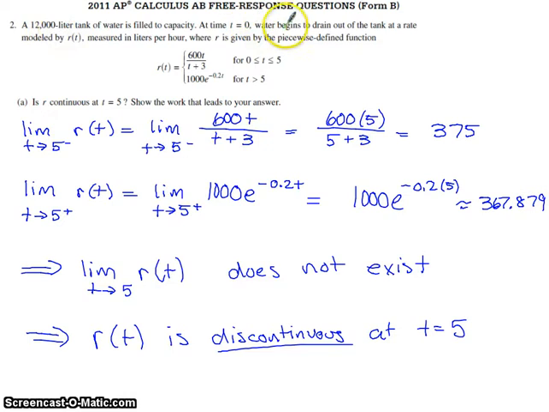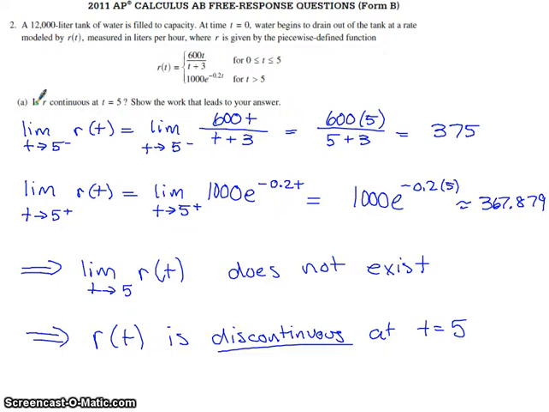At time t equals 0, water is drained out of the tank, modeled by R of t, measured in liters per hour. So this is the rate of change of the amount of water in the tank, where R is defined to be here. In part A, we want to determine whether or not R is continuous at t equals 5.